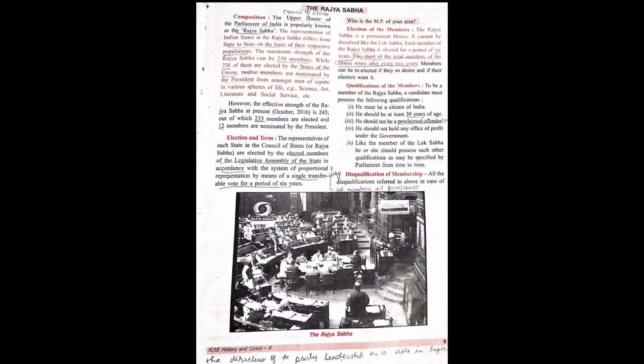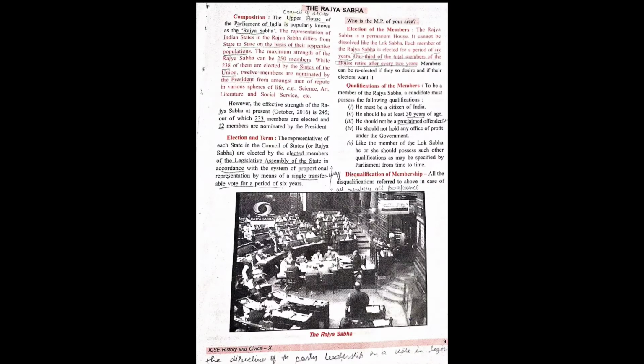And for how many years is a member of Rajya Sabha elected? The person is elected for 6 years. This is also a most common question asked in the examination. This question has also come in the 2020 board's examination, that for how many years a member of Rajya Sabha is elected. The answer will be 6 years, and for the Lok Sabha it will be 5 years.